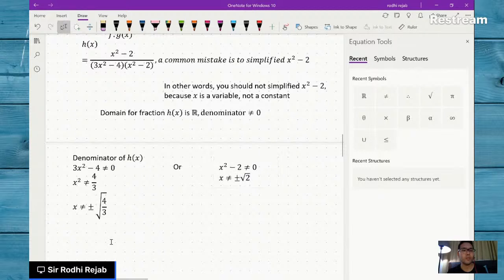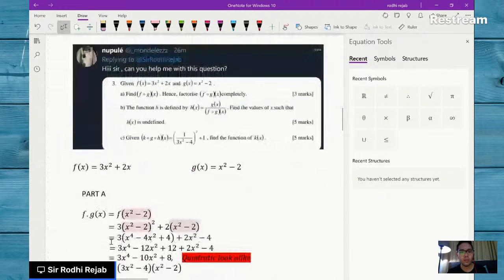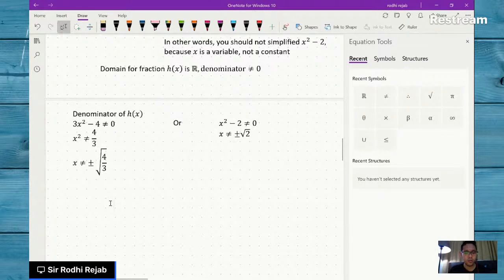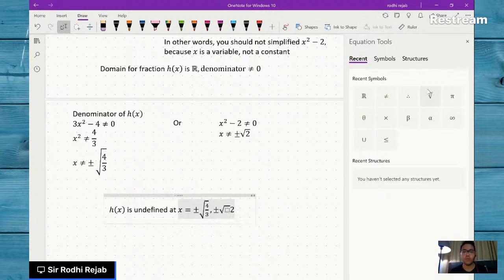So for it, the question said, find the value of x such that h(x) is undefined. So h(x) is undefined at those two that we have calculated. x equals to plus minus square root of 4 over 3 and minus square root of 2.